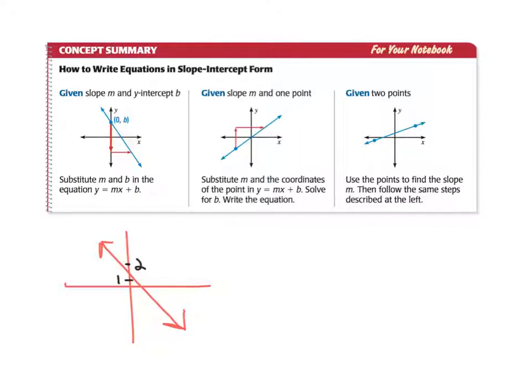You can also write an equation in slope-intercept form if you're given 2 points. Remember, the first thing you do is find the slope. So you use the 2 ordered pairs that you were given, do y minus y over x minus x to find the slope. Then you follow the same steps as over here by taking your m that you just found, one of the ordered pairs that you were given, plugging those in for x and y, and solving for b, just like we've been doing in all of the examples so far in this section.